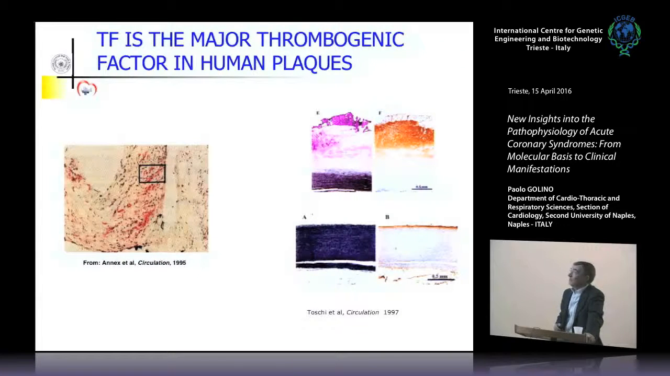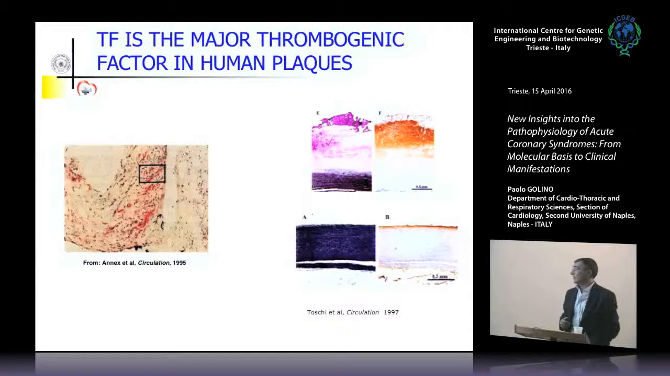Then many groups of investigators demonstrated that tissue factor is highly concentrated in human atherosclerotic plaques. This is the first paper that demonstrated that. This was an atherosclerotic plaque obtained at autopsy of patients who died because of a myocardial infarction. And you see that this reddish color represents an area where tissue factor is highly concentrated within the plaque.